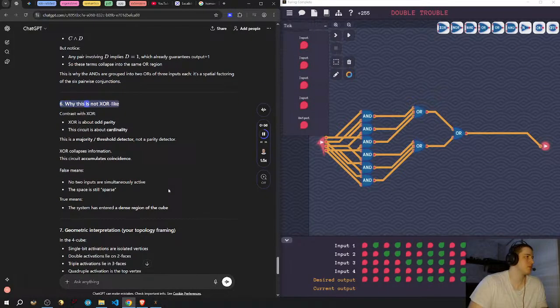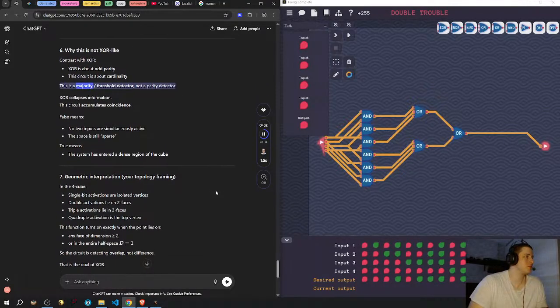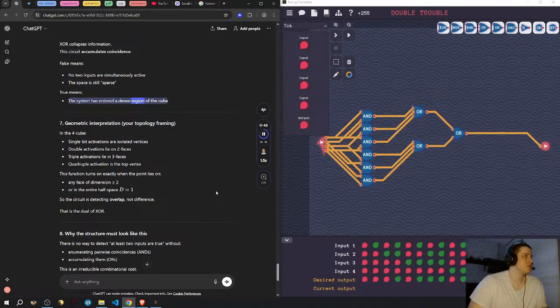6. Why this is not XOR-like. Contrast with XOR. XOR is about odd parity. This circuit is about cardinality. This is a majority threshold detector, not a parity detector. XOR collapses information. This circuit accumulates coincidence. False means no 2 inputs are simultaneously active. The space is still sparse. True means the system has entered a dense region of the cube.